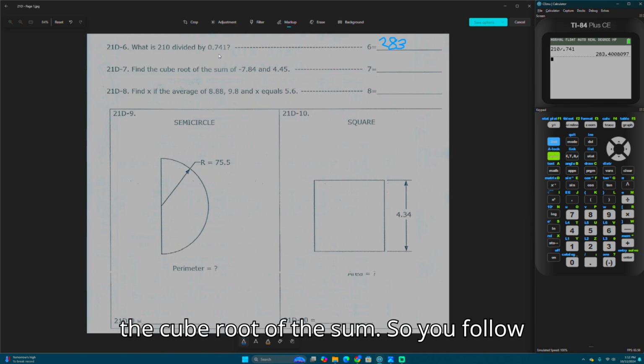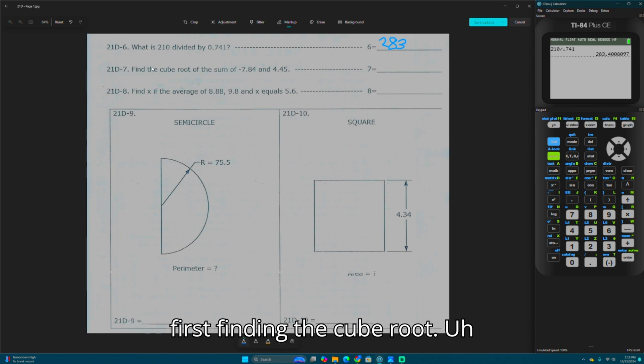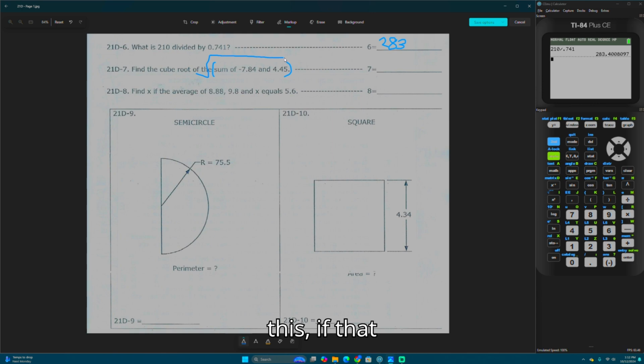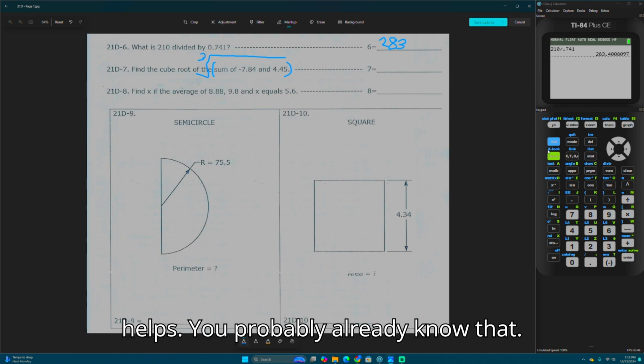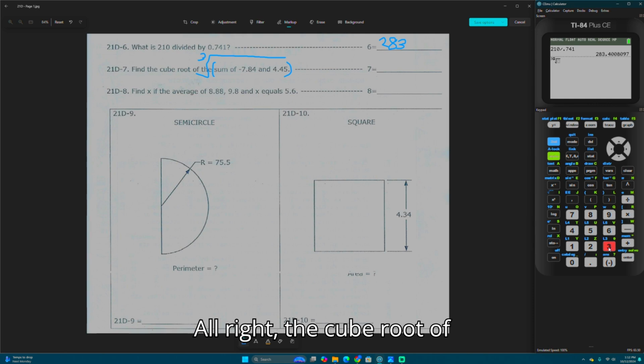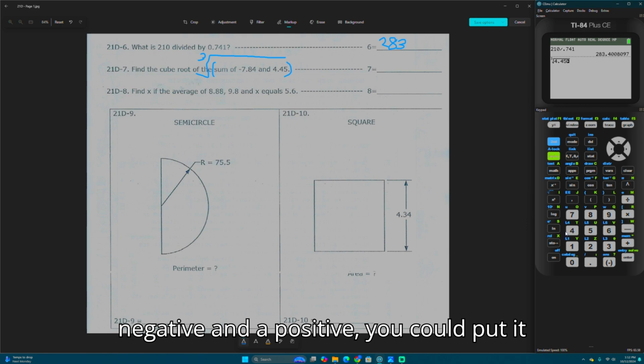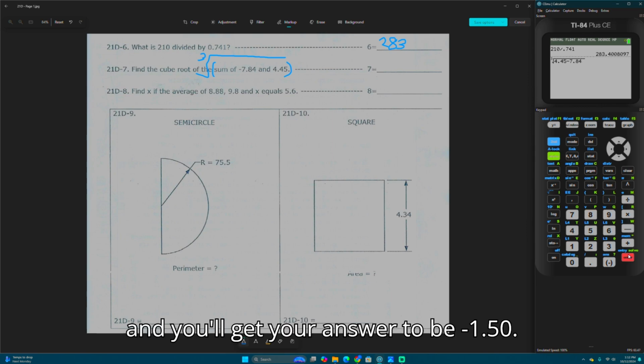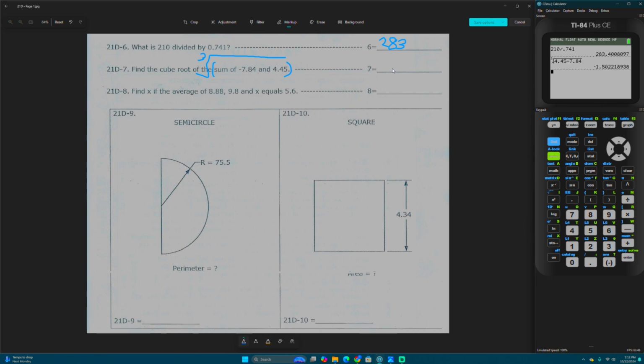Second problem, find the cube root of the sum. So you follow it in terms of how it puts it. You're first finding the cube root, and in parentheses, the sum of. You probably already know that. The cube root of 4.45, and since it's the sum of a negative and a positive, you could put it in a form like this. Minus 7.84, and you'll get your answer to be negative 1.50. Don't forget the 0.